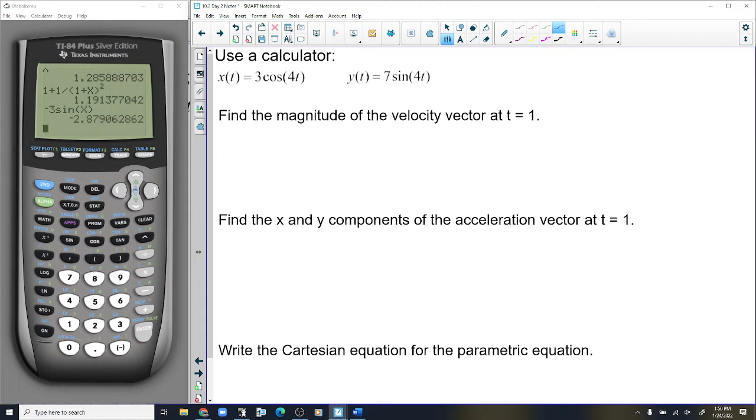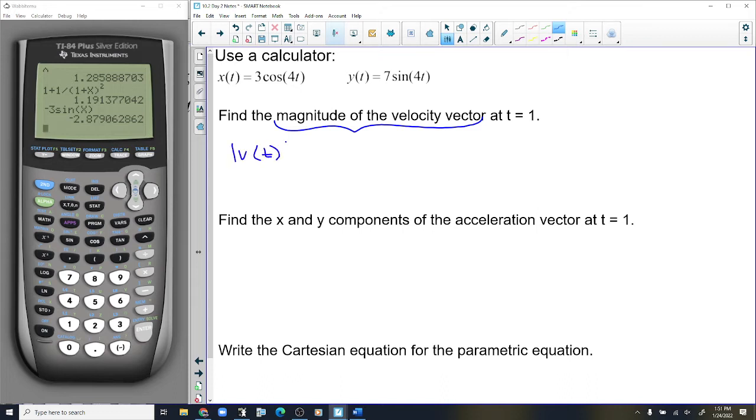Find the magnitude of the velocity vector at t equals 1. What is the magnitude of the velocity vector? What are they asking for right there? Speed. The magnitude, the length of the velocity vector. That's how fast the object is going. And then the vector has a direction also. But they're not asking about that. Find the magnitude of the velocity vector.